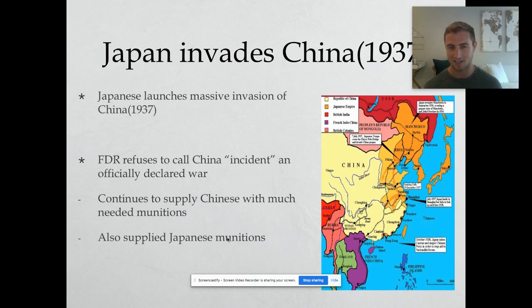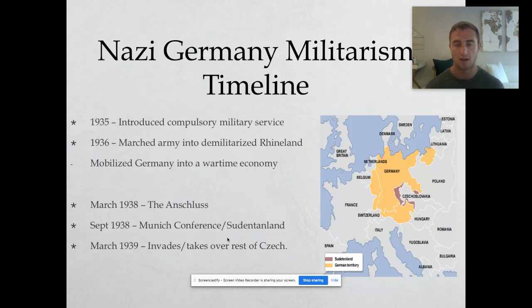And because of this, he is able to supply the Chinese with much needed munitions to fight back against the Japanese, which was a great move by FDR, obviously. Of course, because he called it an incident, he can't be supporting only one side. Actually, the U.S. supplied, to a lesser extent, Japan munitions as well, lest they be accused of taking the side of China in this one.